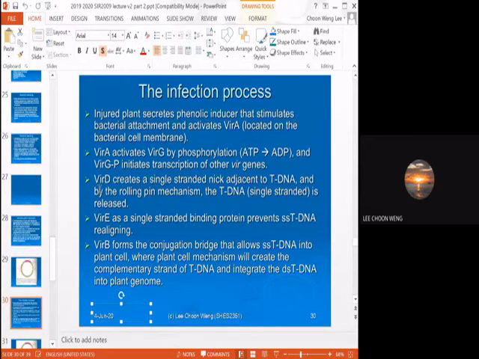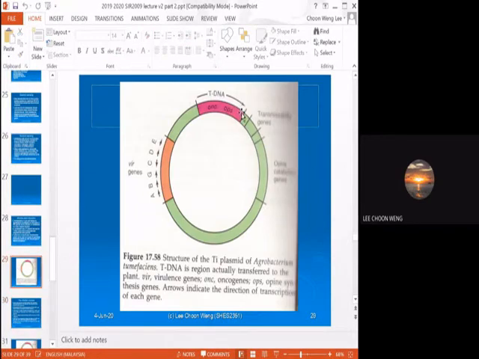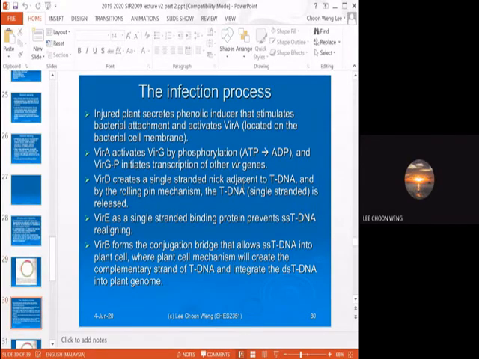Okay, so among the Vir genes that is initiated by Vir, first is the Vir. So Vir will create a single-stranded nick adjacent to the tDNA, somewhere here. Once you have a single-stranded nick, you can start the rolling pin mechanism where the single-stranded tDNA is released from the Ti plasmid.